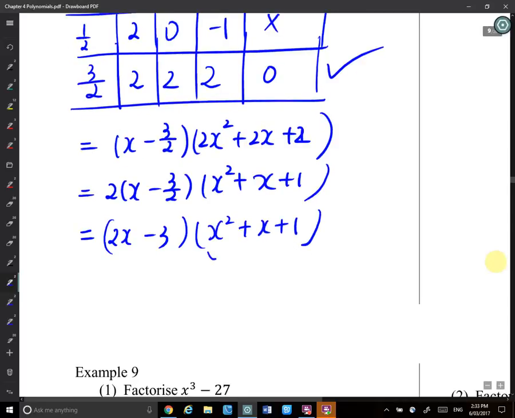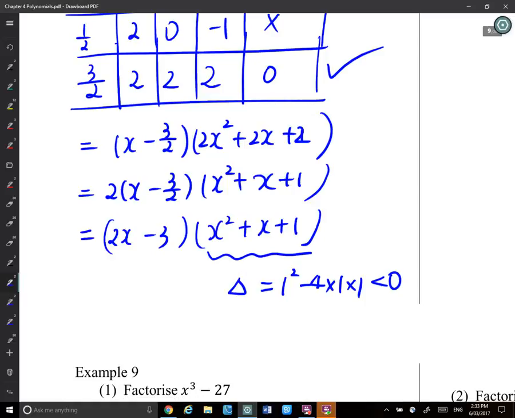Okay, and we have a quadratic here. But the discriminant for this quadratic is 1 squared minus 4 times 1 times 1. That is smaller than 0. We cannot factorize further. So the question will stay like that.